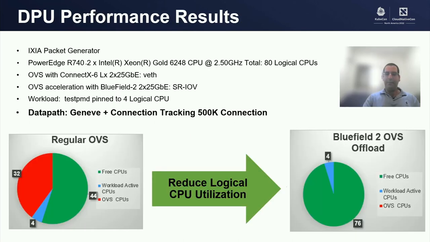Now here is performance data from an experiment we ran in the NVIDIA lab. We're using TRex as a packet generator. We have the host details of the Intel CPUs. On the left side, we have OVS running on ConnectX-6 Lx dual port 25 gig with VETH. On the right side, we have OVS accelerated with BlueField-2 dual port 25 gig running SR-IOV. The workload is a testpmd pinned to 4 CPUs. Because we are doing pod to pod in this case, the data path is Geneve and connection tracking, and TRex is generating 500K connections. We can see on the left side we are using 32 CPUs for OVS, and on the right side we are using none, because now it's all moved to the DPU.